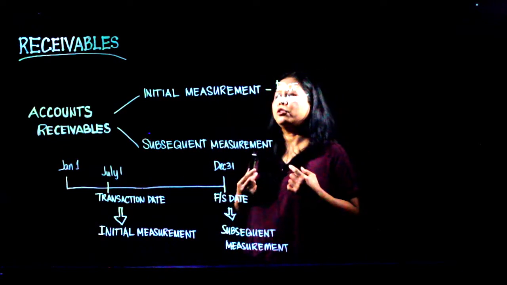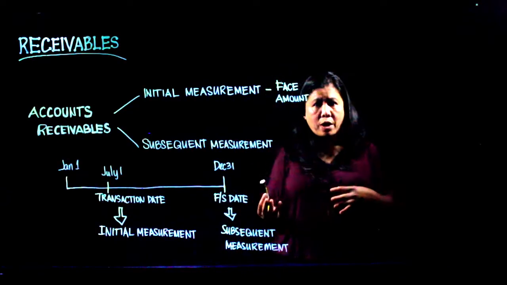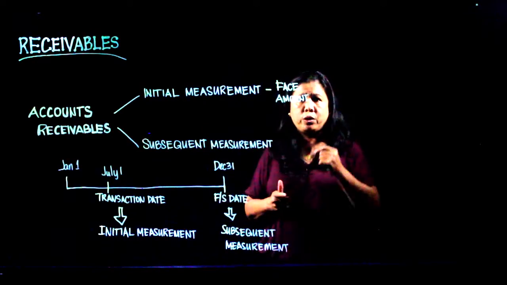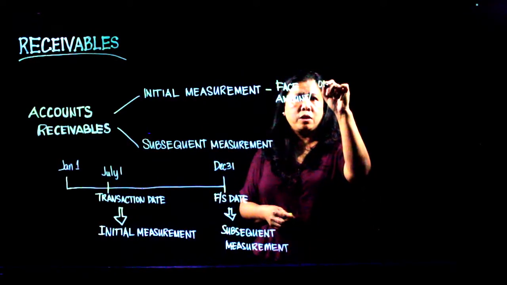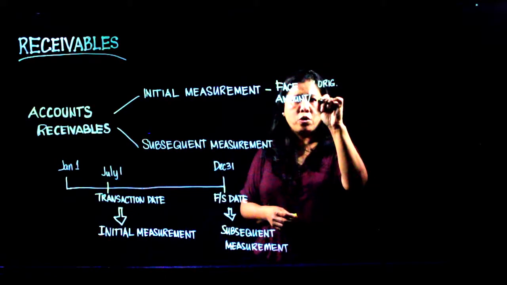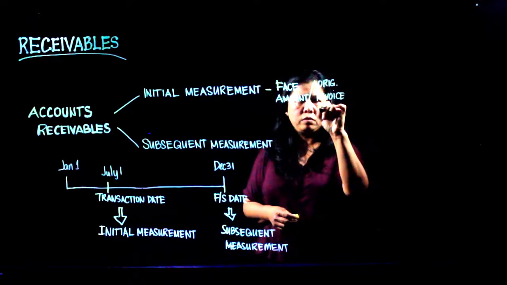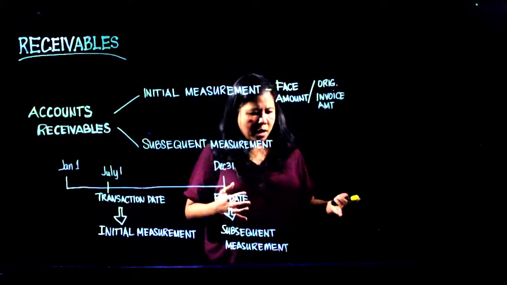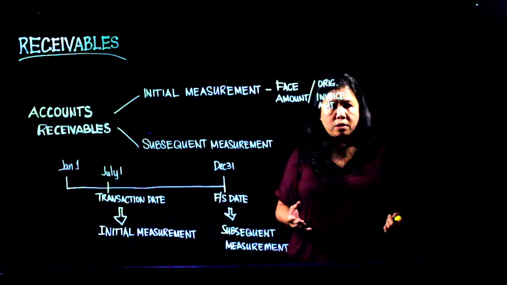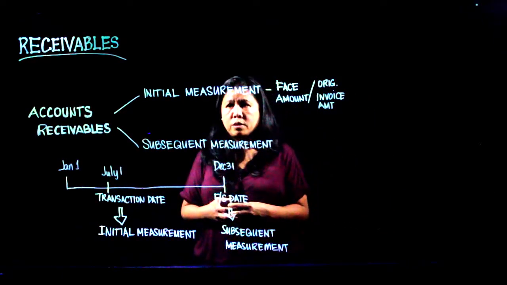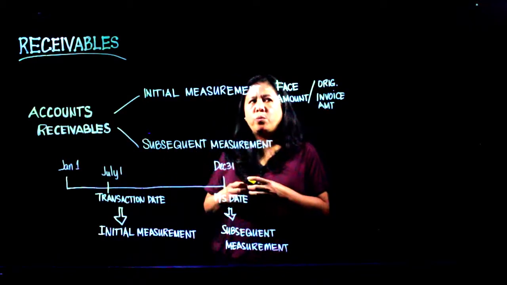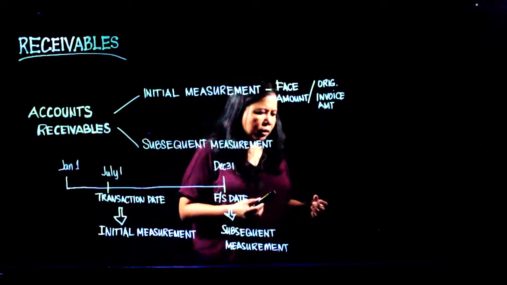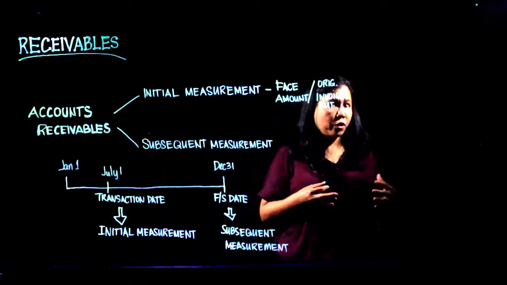sold goods to a customer with a list price and offers a trade discount, our initial measurement will be the original invoice amount. All right. So when the company offers the customer a list price with trade discounts, our initial measurement then will be the original invoice price. The original invoice price is equal to the list price minus our trade discounts.